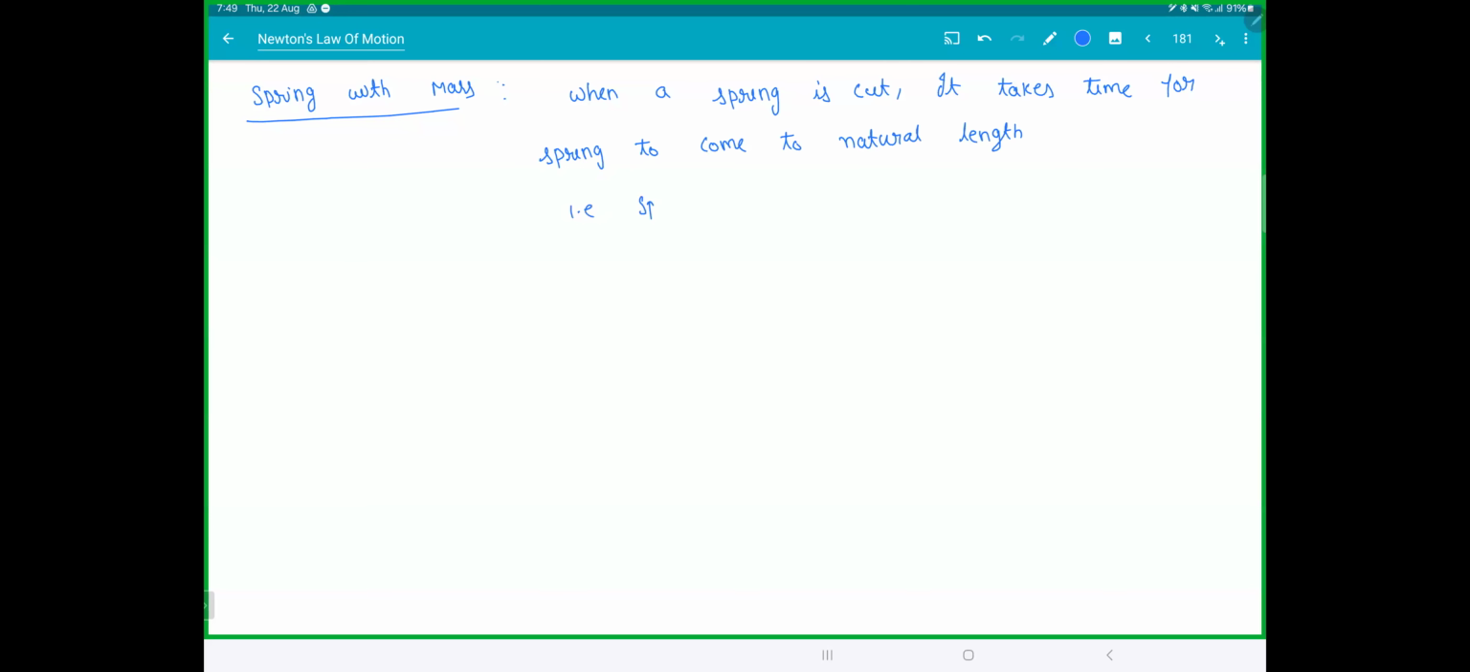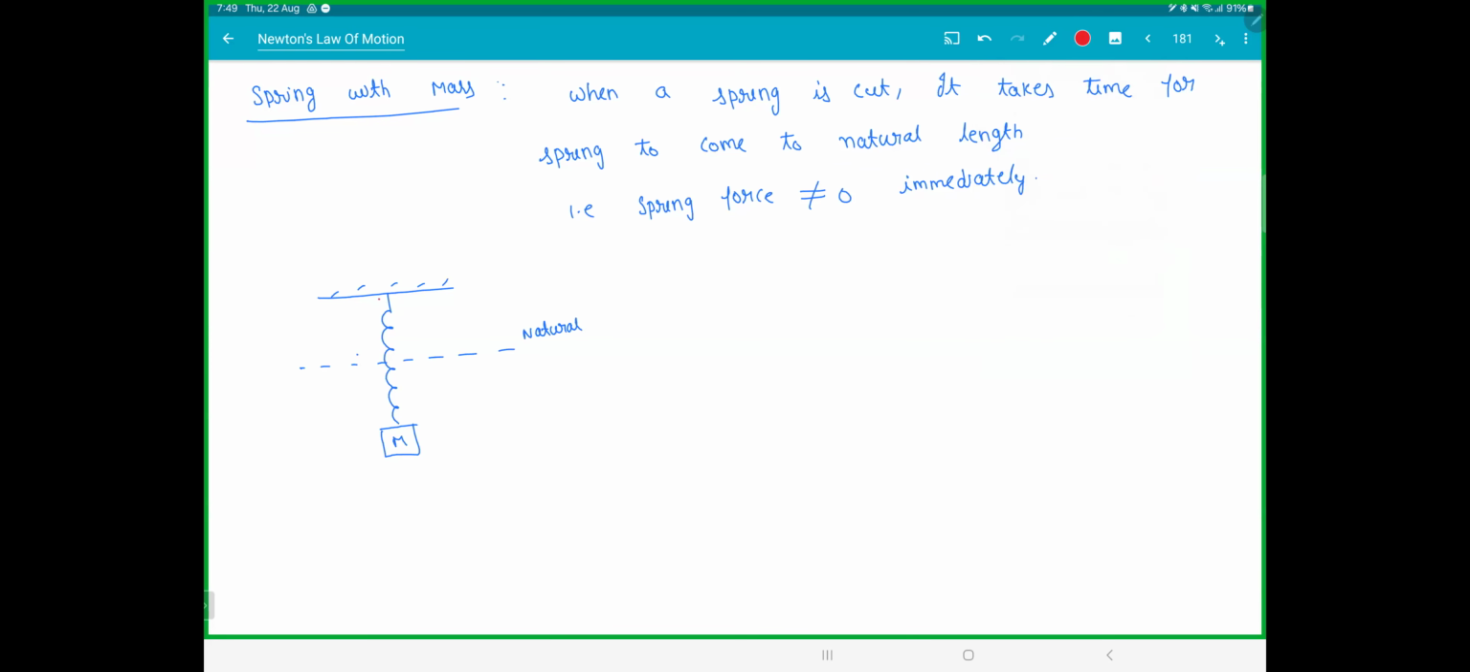That is, spring force is not zero immediately. It will become zero, but not immediately. So it does something like this. If you take a block here, if you put a block M here, and let's say this was your natural length, it got stretched a bit.